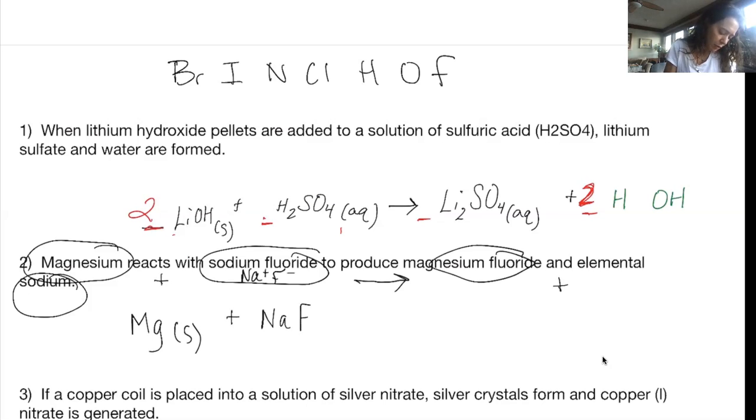Magnesium reacts with sodium fluoride to produce, it's my arrow, magnesium fluoride. Okay, well that's ionic. So I need symbols and charges to get my subscripts. Magnesium is a 2. Fluoride is a -1. That makes MgF2.